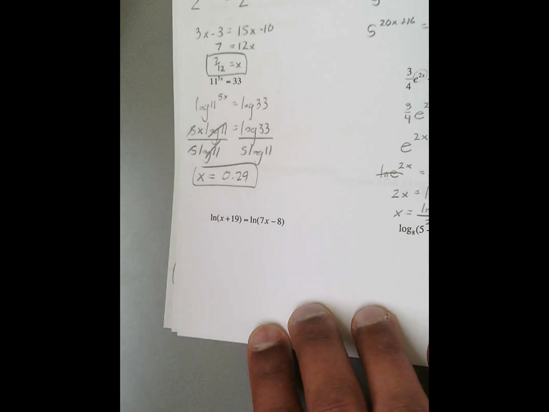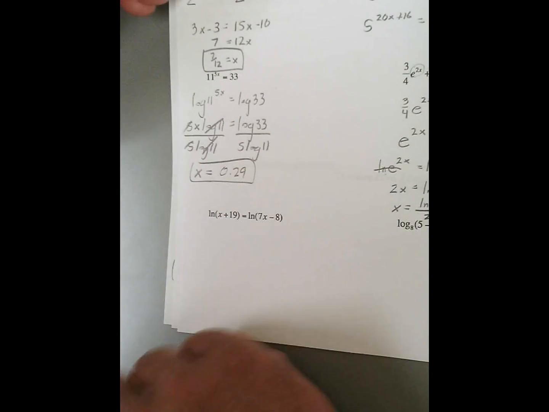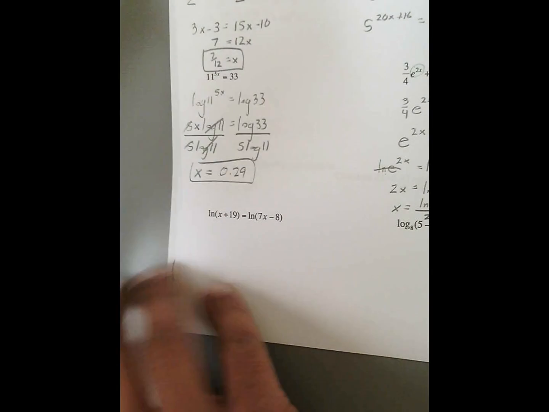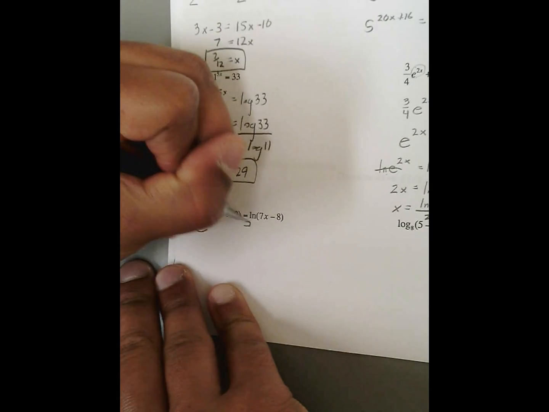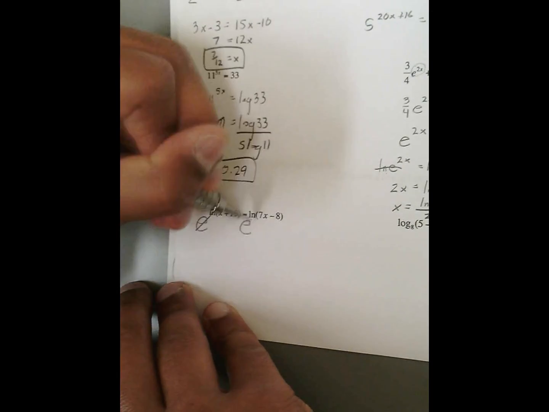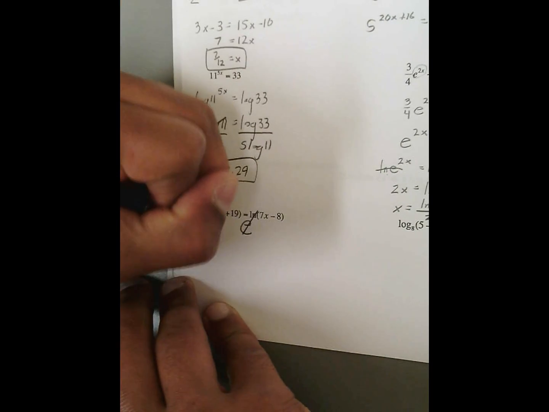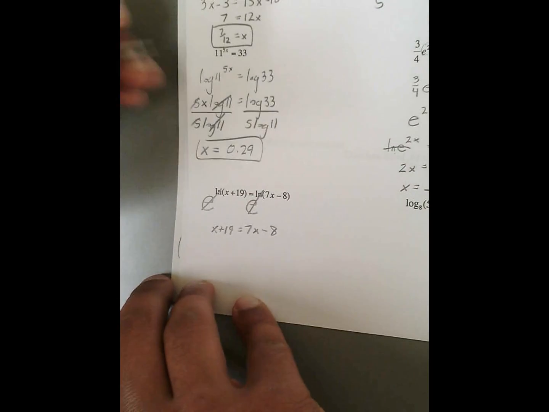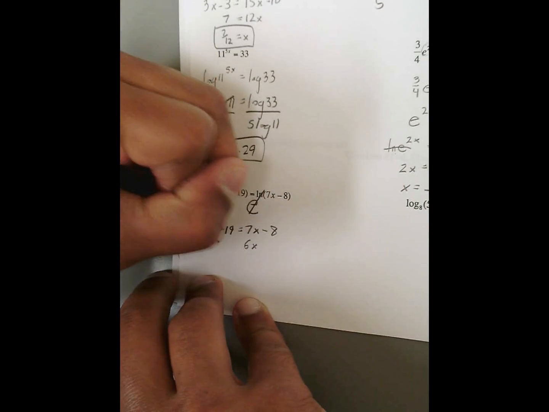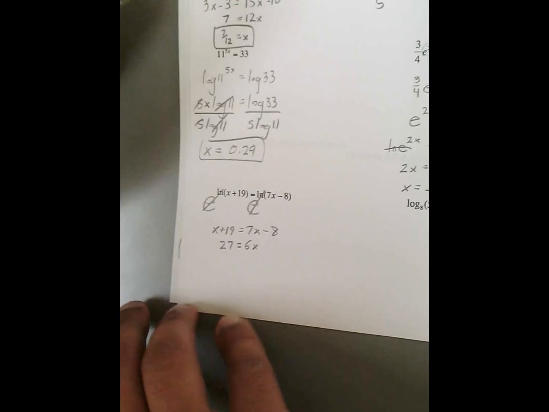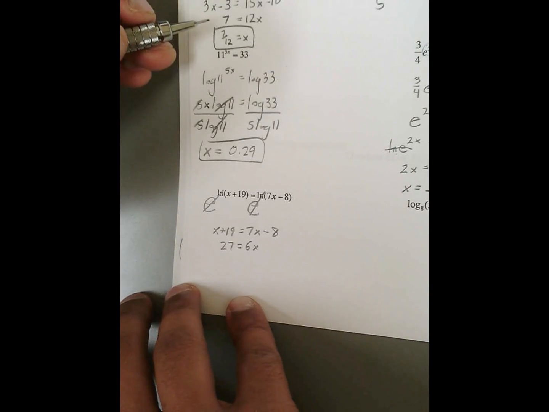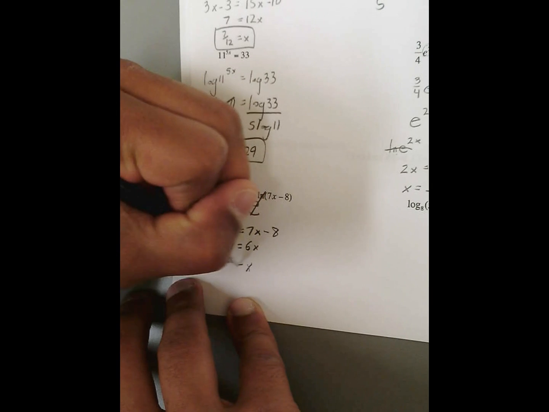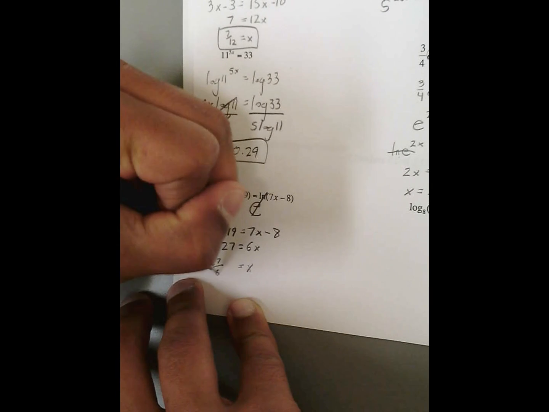Okay, now I have some logarithmic equations. Remember, to undo logs, we can exponentiate. So I'm going to exponentiate both sides with the base of e. That's going to cancel out the logs. So I have x plus 19 equals 7x minus 8. Linear equation. So I get 27 equals 6x, divide both sides by 6. So I got 27 sixths.